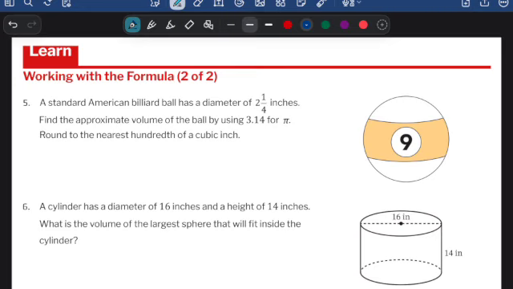Okay, let's take a look at number 5. A standard American billiard ball has a diameter of 2 1/4 inches. Let's write what we know. I know the diameter is 2 1/4. That means the radius is half of that, or 1 1/8. Find the approximate volume. So again, we're going to multiply by 3.14 to get an approximate answer. Let's write the formula for volume of a sphere. Volume equals 4/3 times pi times radius cubed.